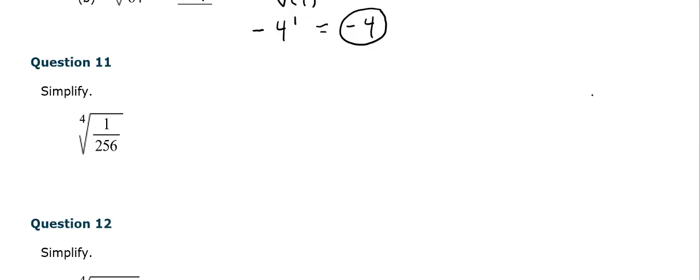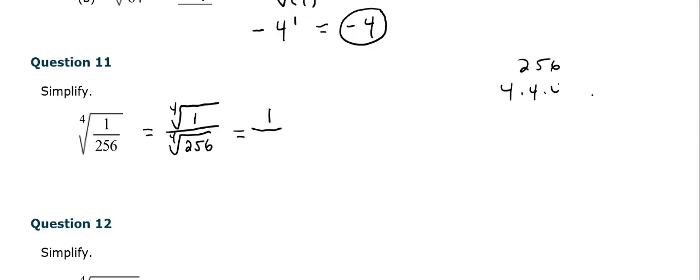So our next problem deals with another root. In this case, we're dealing with the fourth root of 1 over 256. So remember, we can separate this into two radicals, the fourth root of 1 and the fourth root of 256. So we know that the fourth root of 1 is 1, because 1 times 1 times 1 times 1 gives us 1. So 256 can be broken down into 4 to the fourth power.